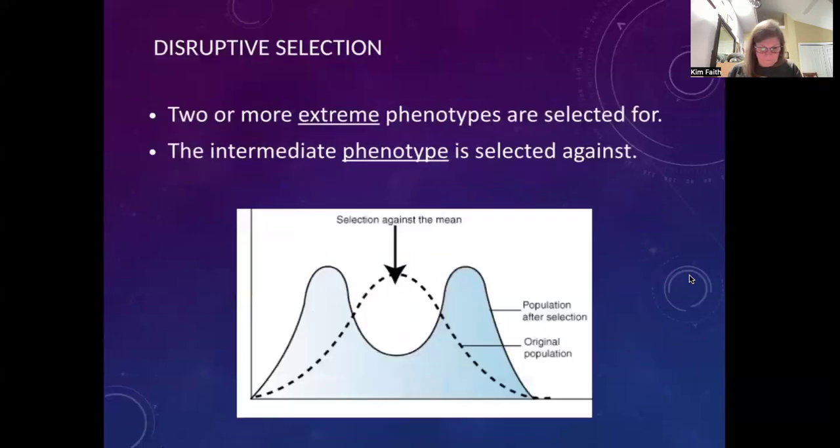Okay. And disruptive is where we select against the average and the more extremes do better. So maybe white flowers do okay, and red flowers do okay, and pink, nope, they don't do too well. So that's disruptive.